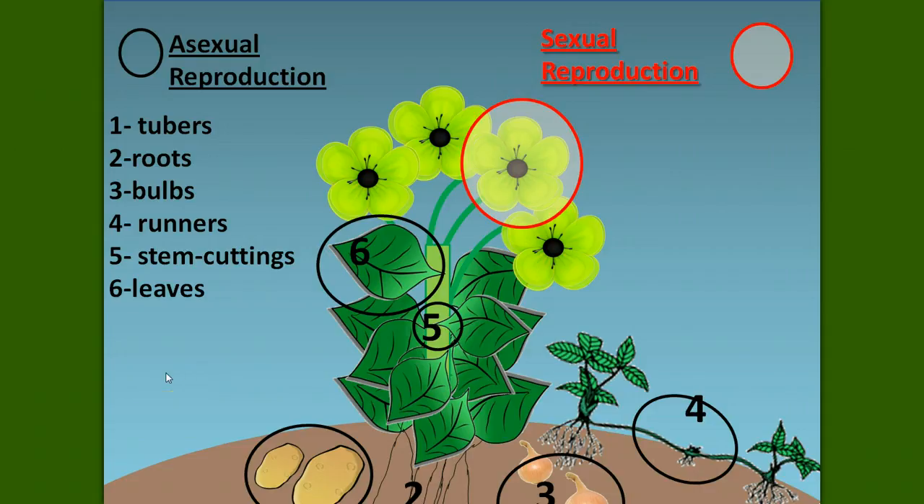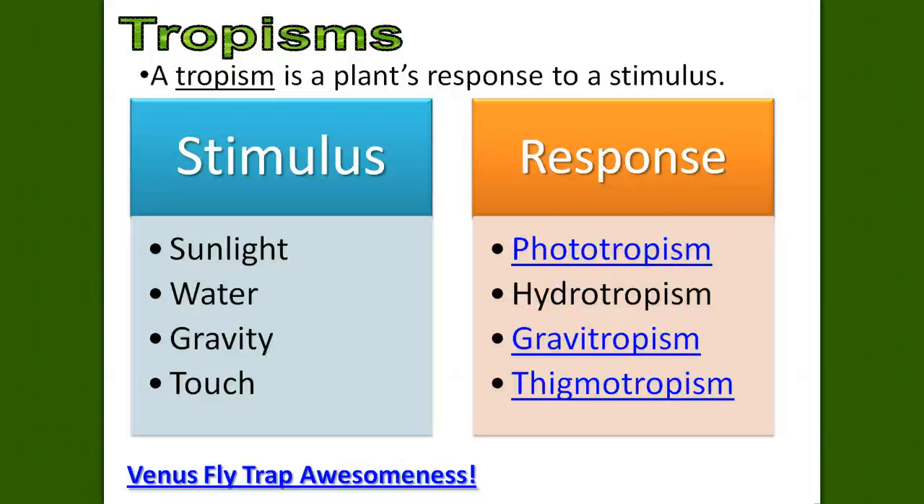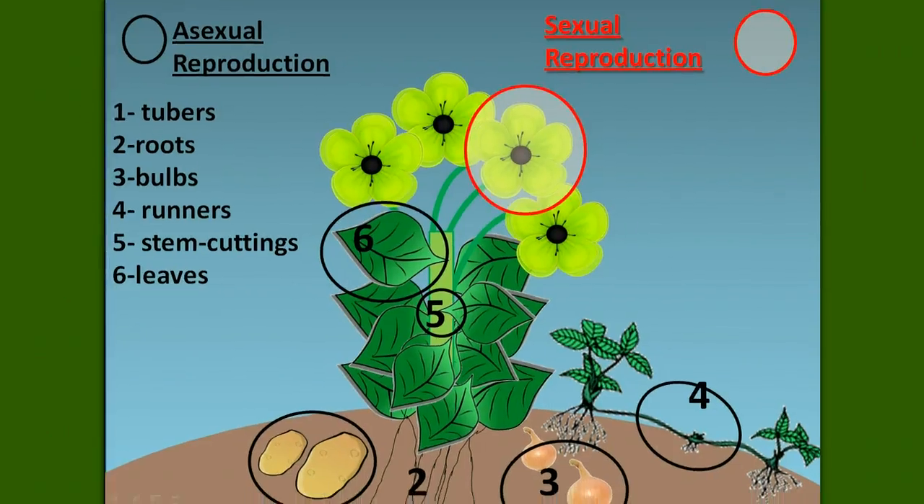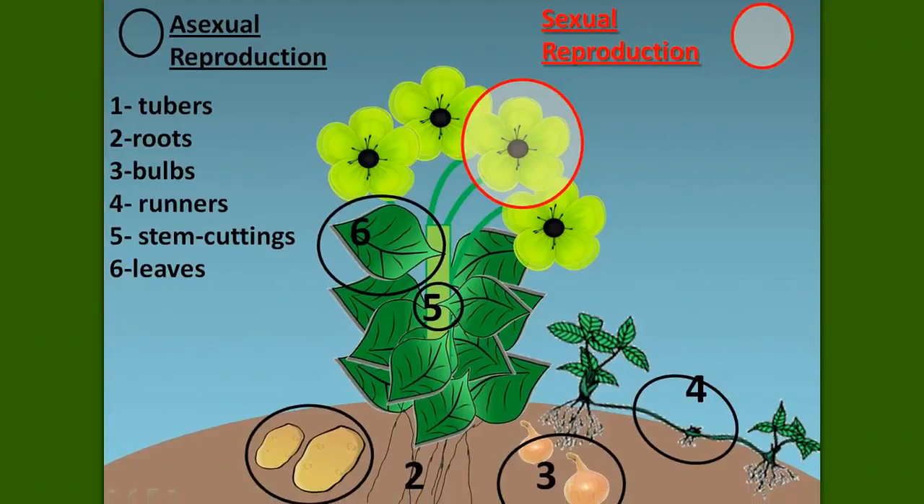Now, at this point, you should be ready to look at this picture right here. And I'm going to try to help you see it better, but it looks like a little bit of it's cut off at the bottom. Asexual reproduction happens in a couple different ways. Asexual reproduction, which is what you should have had in the center of your paper, happens 1 by tubers, 2 by roots, 3 by bulbs, 4 by runners, 5 by stem cuttings, and 6 by leaves. Tubers, roots, bulbs, runners, stem cuttings, and leaves.